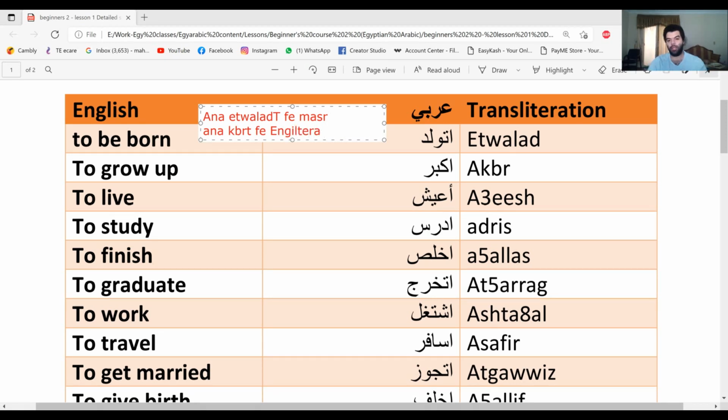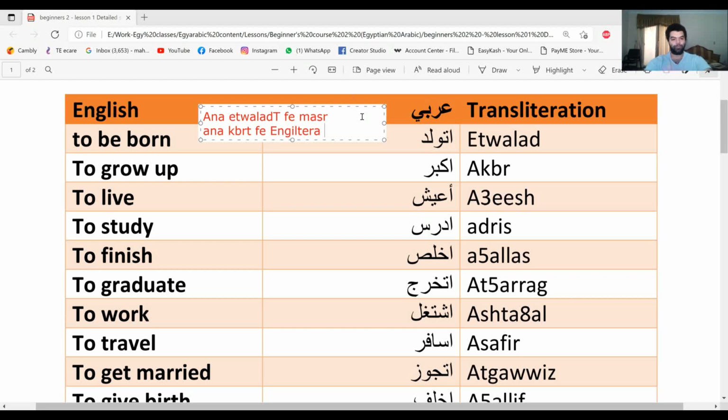أنا كبرت في إنجلترا. You might be asking, why did I not remove the alif in the beginning of اتولدت and I removed it in أكبر? Well, when the verb is 5 letters or more, we keep alif in the beginning. We don't get rid of it. If it's 4 or less, we get rid of it. In most cases, yeah, not always. So the word اتولدت, we keep the alif even in the past tense. This is a tiny detail that you should take note of.